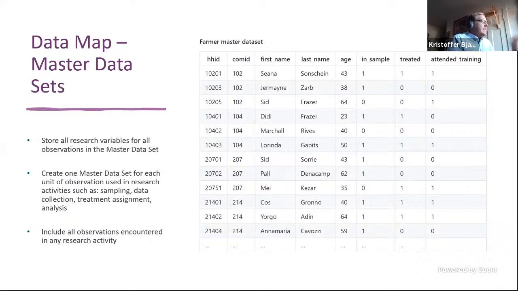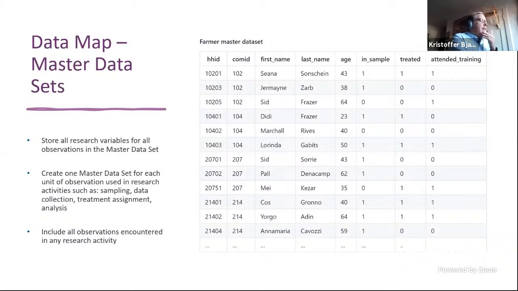To give an example, let's say the master data set that you see on the screen is from a project where some farmers were sampled, and half of those farmers sampled were then offered a training, and the other half was offered a placebo. What they were offered in the treatment was to attend a training, and the purpose of this research project is to evaluate the effect of this training. In the master data set, we have the variable treated that indicates who was offered the training. You see in sample, who we sampled to be a part of our project. And you also see the variable attended training for people who attended the training.